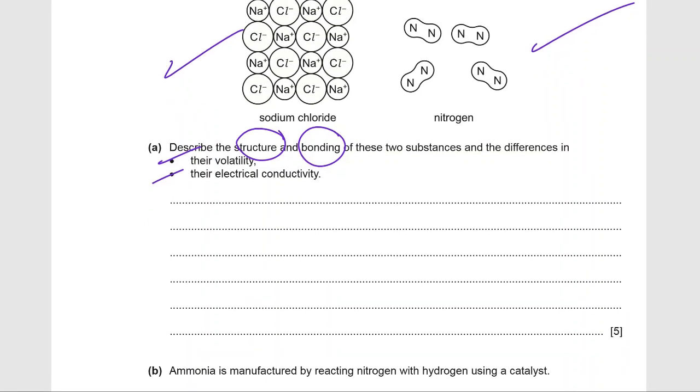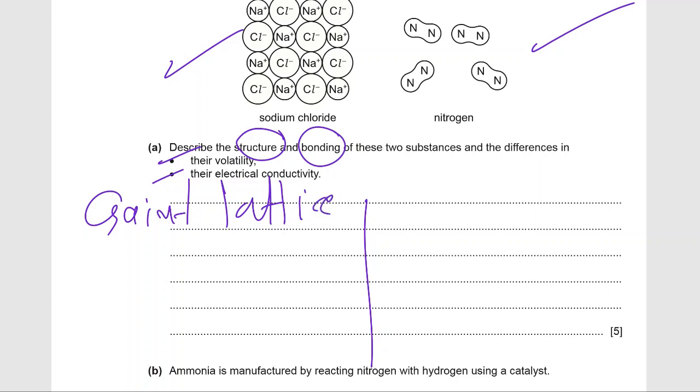So this is for the first one, sodium chloride, and this one for nitrogen. Now, what's the structure of the sodium chloride? It's giant lattice. The type of bonding, it's ionic. Their volatility is very low, because the boiling point is very high for sodium chloride.